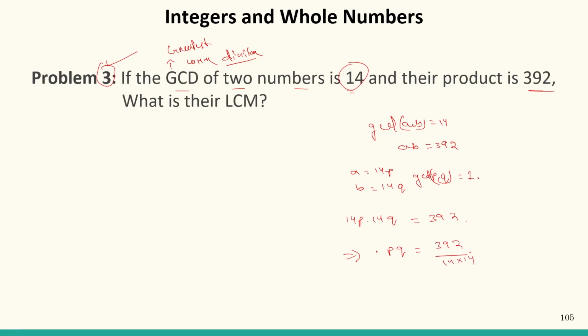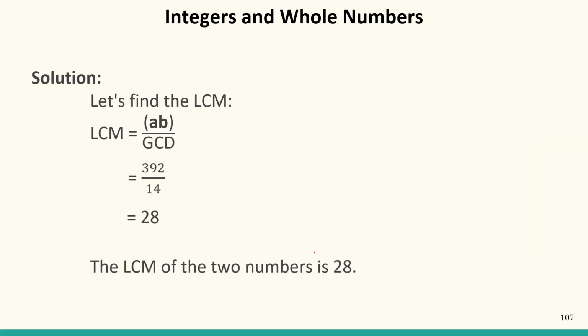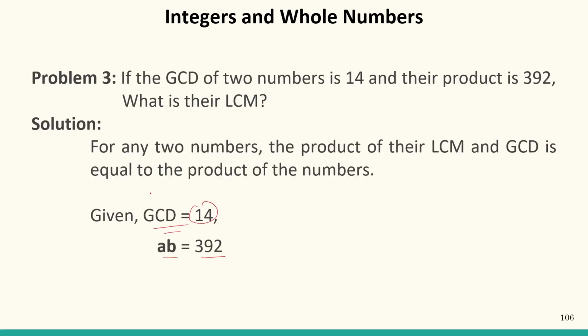So it will be 2, right? So this will be equal to 2. So basically GCD is equal to 14, AB is equal to 392. This is given to us. So AB by GCD, this will be 392 by 14 is equal to 28. So LCM will be 28.